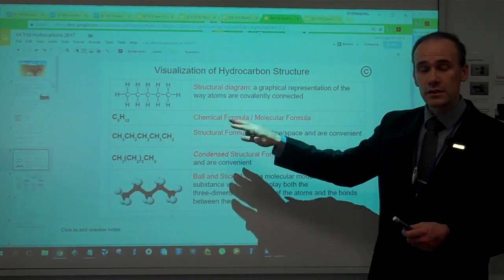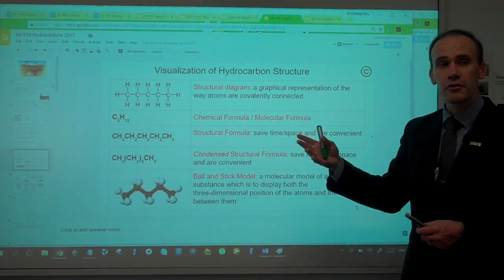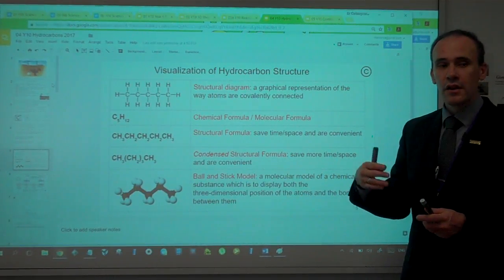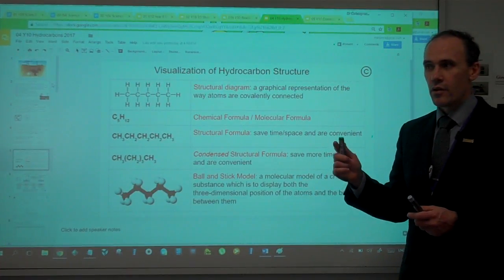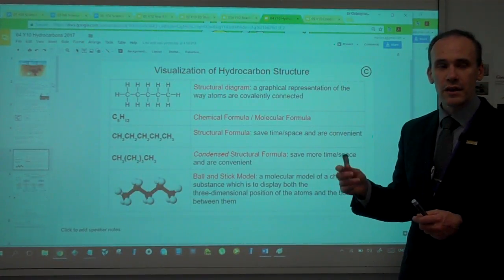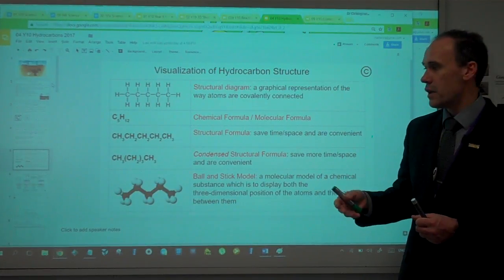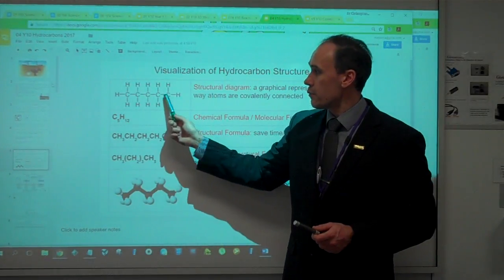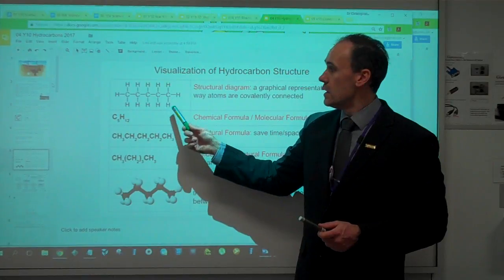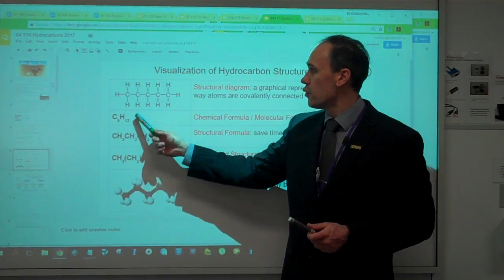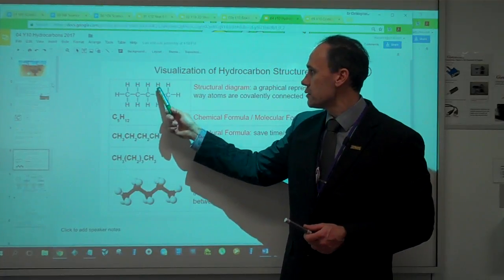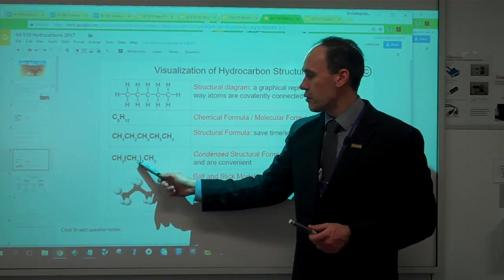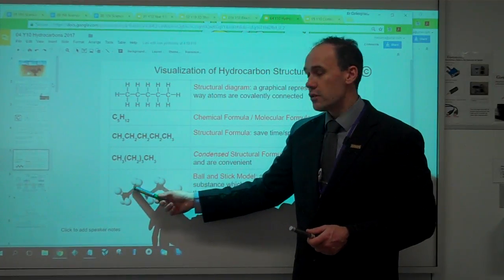The chemical formula is just the count of carbons and hydrogens. These are hydrocarbons. What atoms do we find in hydrocarbons? Hydrogen, carbon. Carbon's in group 4, it forms 4 bonds. Hydrogen's in group 1, it forms 1 bond. Structural formula is effectively read from the diagram. So do the structural diagram first, and then you can read the formula off: CH3, CH2, CH2, CH2, CH3, and then you can condense it: CH3, 3 CH2s, CH3.